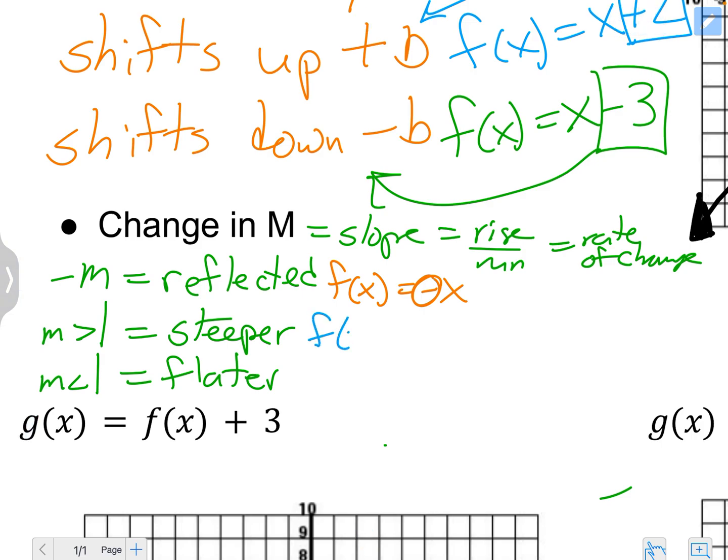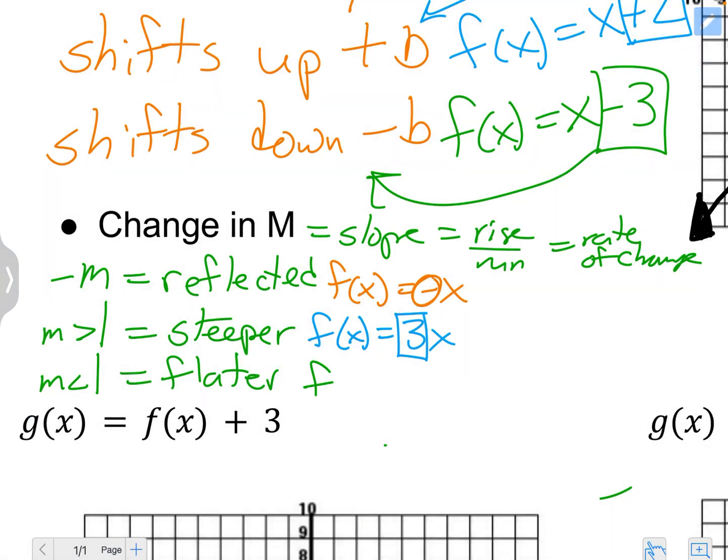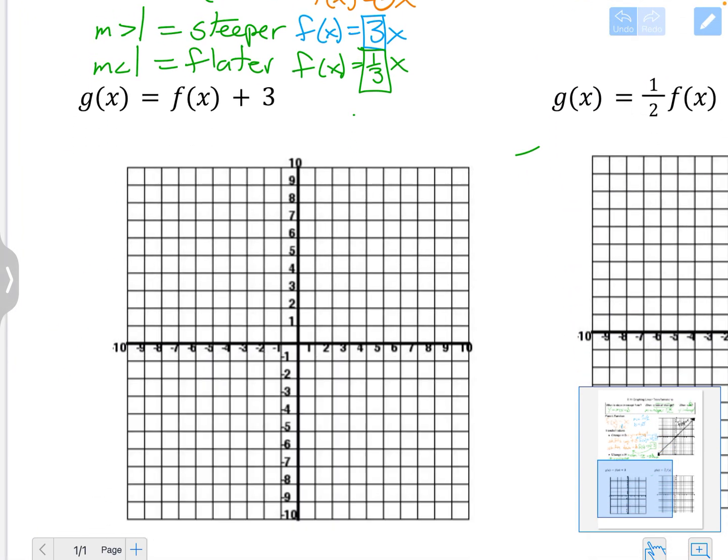I could have f of x equals 3x. That 3 tells me it's going to get much, much steeper. Or if I have f of x equals 1/3 x, I know that it's going to get much flatter. And so let's look at a couple of examples here.